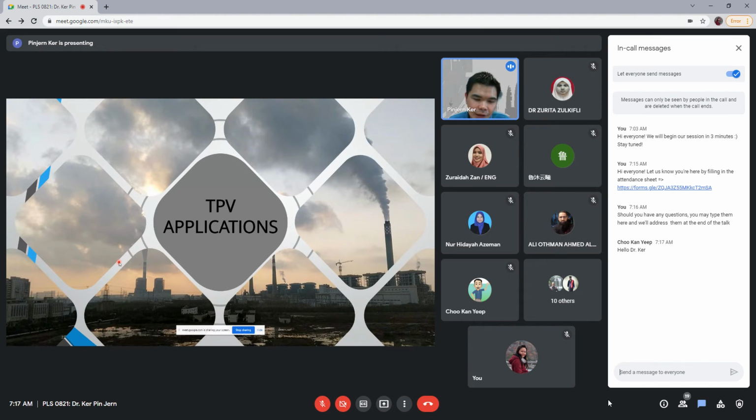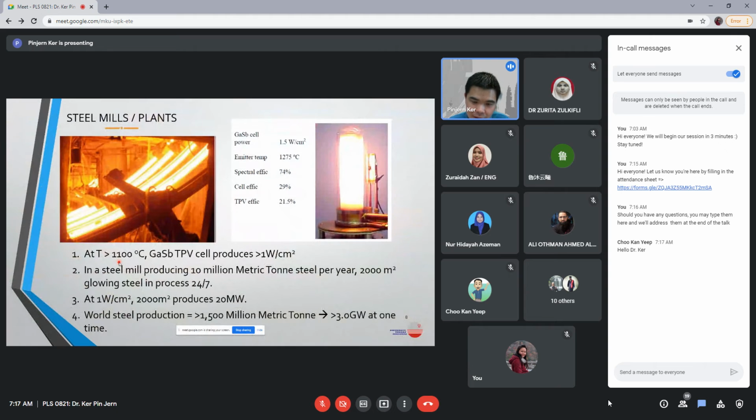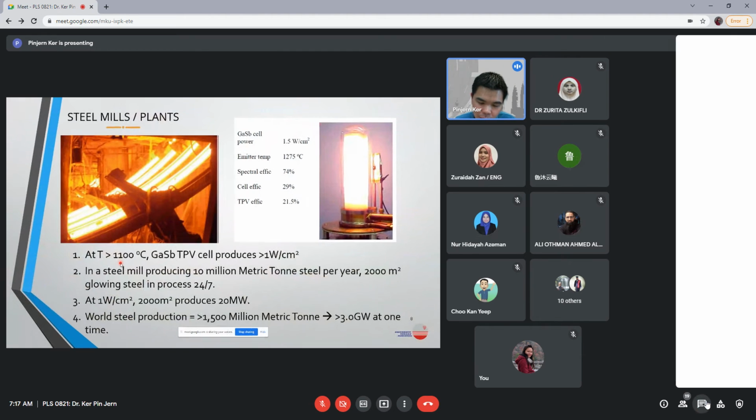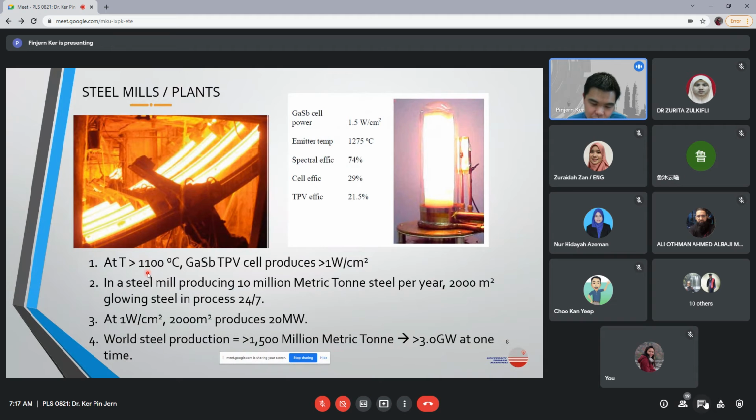But generally, we have explored several applications, and one of the very well established papers and reports on the application has been in the steel mill. I think everyone knows that in steel mills or plants, you have a lot of waste heat. They need to heat up the steel to almost 1100 to 1200 degrees Celsius. And JX Crystal, a company in the UK, has taken the initiative to do a gallium antimonide TPV cell.